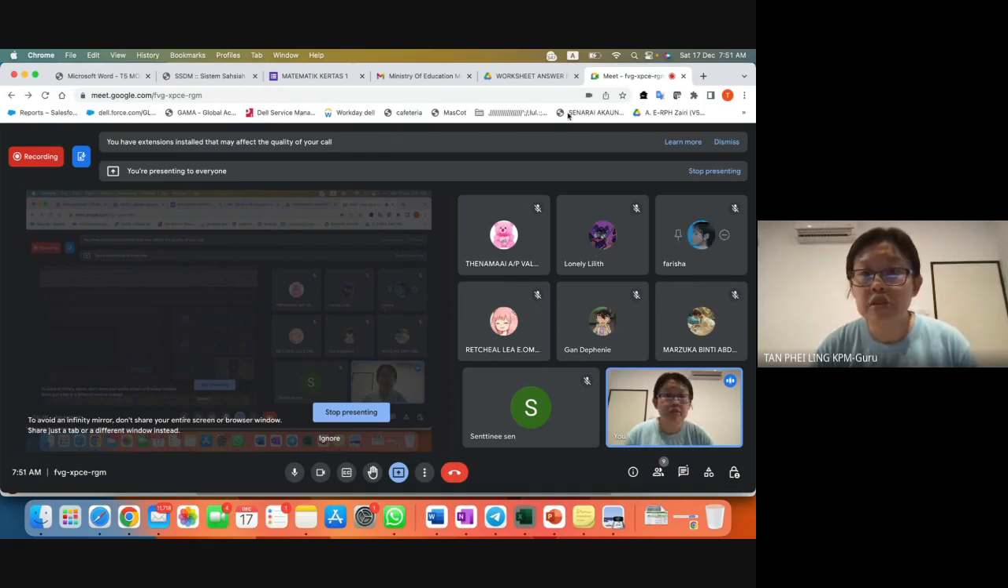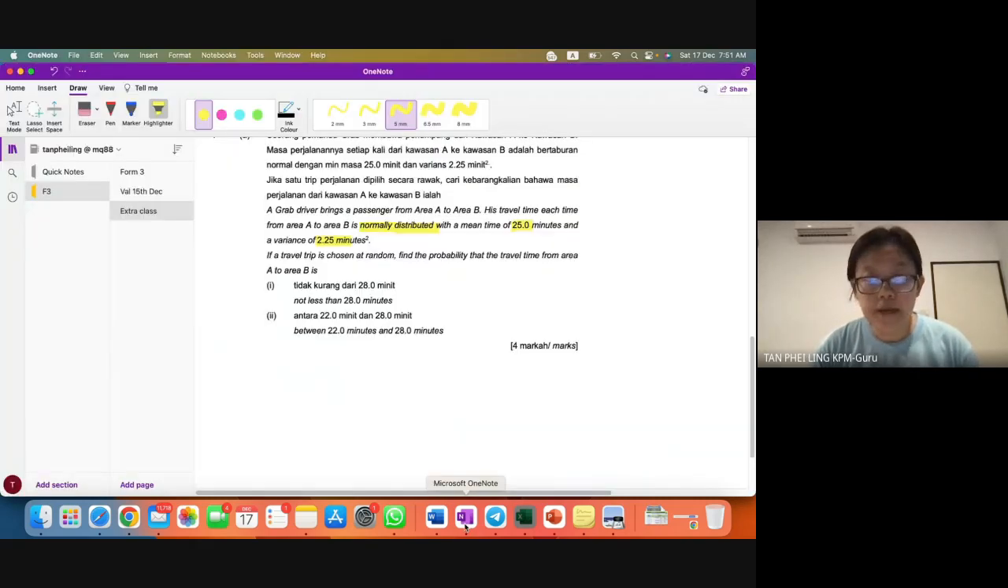Okay, so let's continue. Normally distributed is the keyword. It tells us that we have to use the normal distribution. When you are using the normal, you need to have the mean and also the standard deviation. So this number here, we definitely have to do a square root. That's how you approach this question. Okay, so continue.